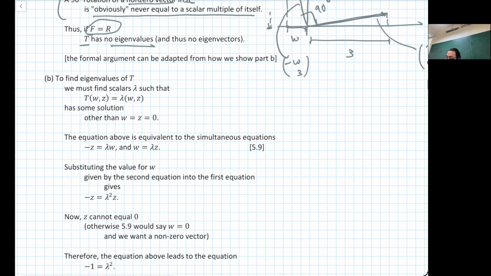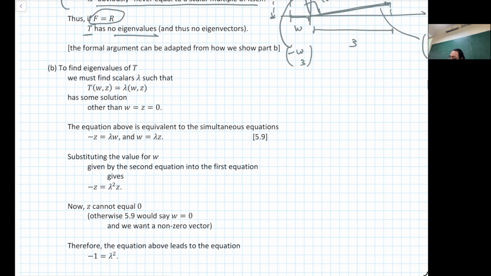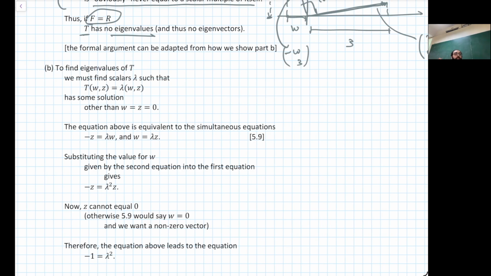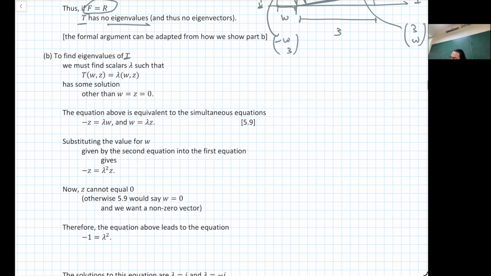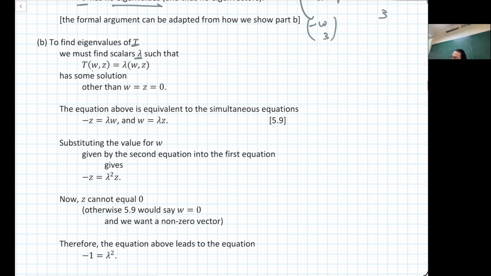All right. So part B is now saying, we understand with reals you cannot have an eigenvector or eigenvalue. Let's see what happens if you take it to be complex. Now we have to do it algebraically because we cannot really draw things in complex easily. So to find the eigenvalues of T, we must find scalars lambda such that T acting on (w, z) gives you lambda times the same vector. That's just the definition.